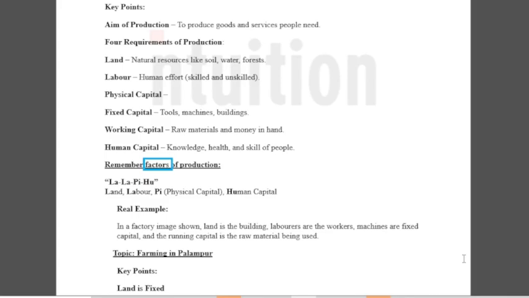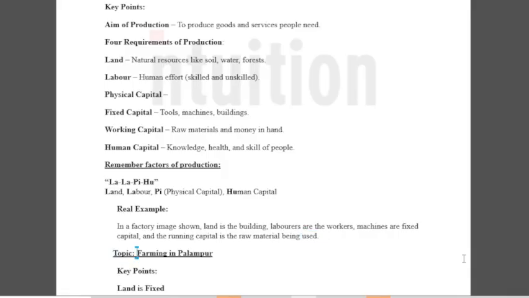Remember the factors of production: La Pi Who. Land, Labor, Physical capital, Human capital. Real example: in the factory image shown, land is the building, laborers are the workers, machines are fixed capital, and the running capital is the raw material being used.